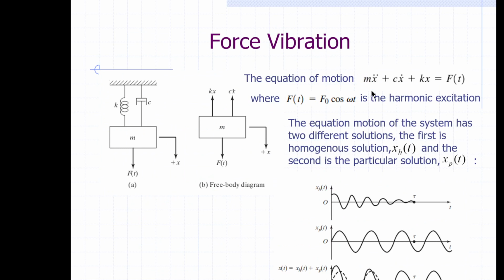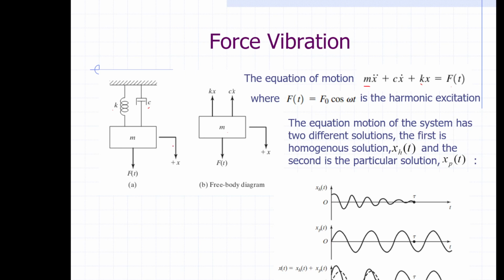Okay, let me review the equation of motion of vibration. Actually, it's in the form of a second order differential equation like this. So m represents the mass of the object, c is the damping coefficient, and k is the stiffness of the spring. F is the external force applied on the object.